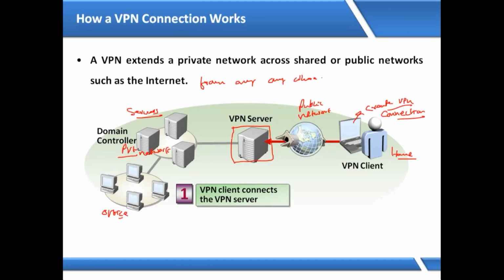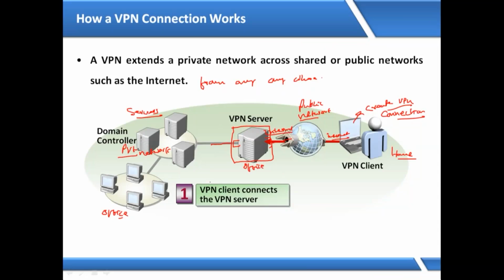Because the VPN server will have two interfaces. One interface will connect to the private network, and one interface will be connected to the public network, the internet. So here this user is also having internet and this VPN server is also connected to the internet. With internet to internet, you can connect from anywhere. So using the VPN connection, this user will connect to the VPN server, which is at the office.